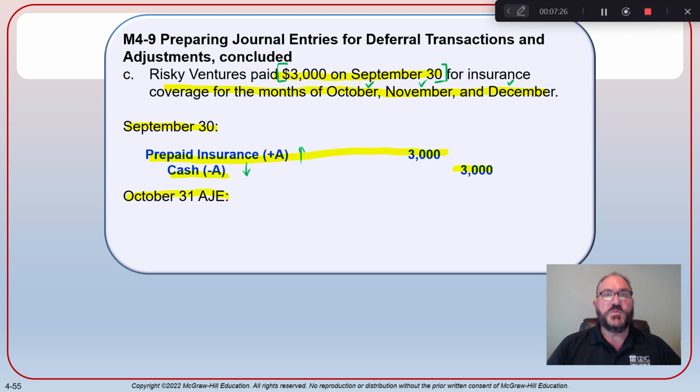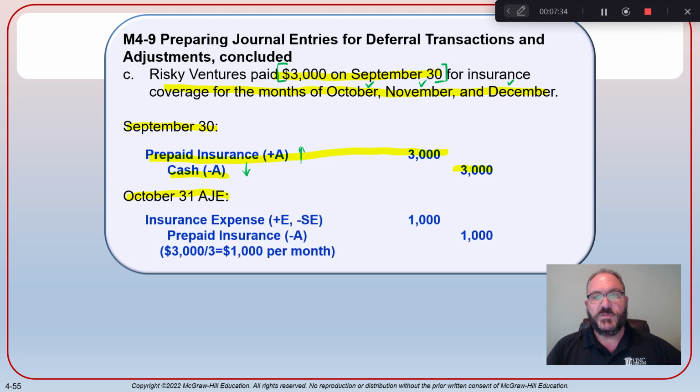Now they want to know what happens on October 31st. Well, they used what? 1/3 of it, right? They paid for October, November, December. Well, we got to show how much of it was in October, right? So we're going to go insurance expense, $1,000, right? And prepaid insurance, $1,000, okay? By the way, how much is left in prepaid insurance after that? $2,000 left. You'll use that in November, and then you'll use that in December.